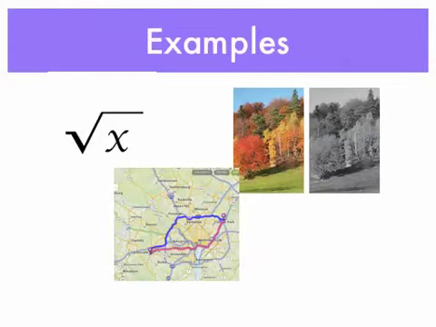So some examples. We could write an algorithm to calculate the square root of a number, to convert a color image to black and white, or to find the shortest route between 2 points on a map. We're going to focus, though, on one very common task, searching.